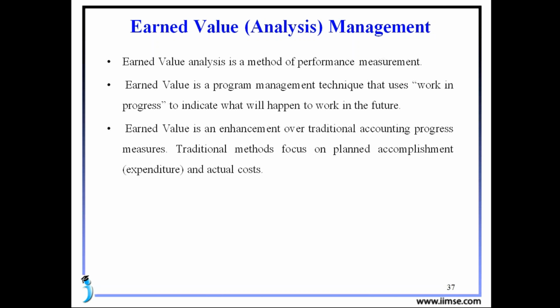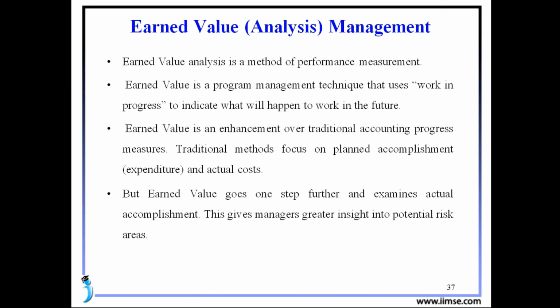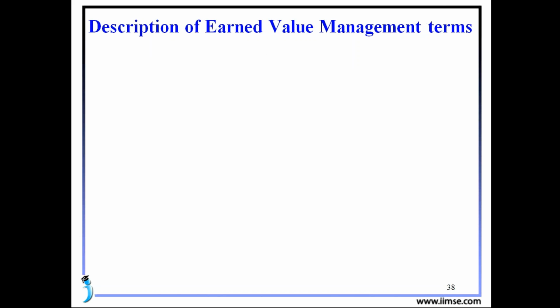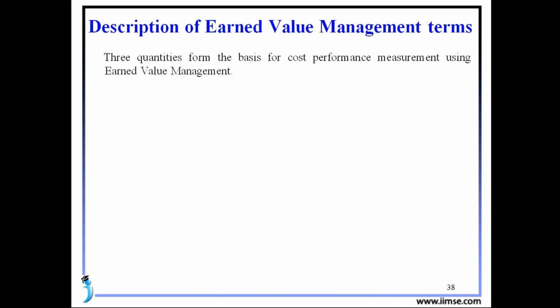But in this, one more term is added. Earned value goes one step further and examines actual accomplishment. This gives managers greater insight into potential risk areas. Okay, a description of earned value management terms. In this we have some terms. Key quantities form the basis for cost performance measurement using earned value management. They are the budget cost of work scheduled, which we call planned value. That means for our project, how much you want to spend. The spending amount is the budget cost or planned cost.